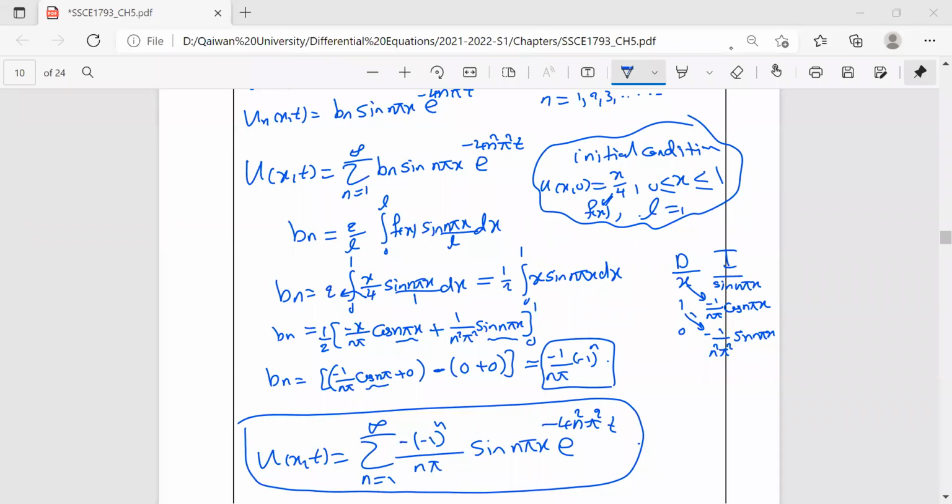So here I forgot to write down this half. Here we have a half, and here we have a half. Here we have a half also. So it's 2. That's 1/2 times negative 1 over n pi times negative 1 to the power n. Here we have 2. Okay. So this is the solution.